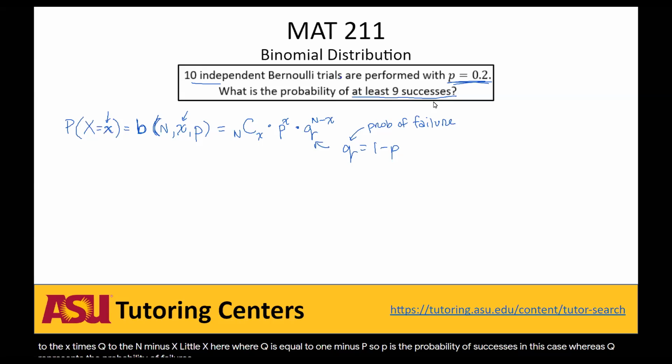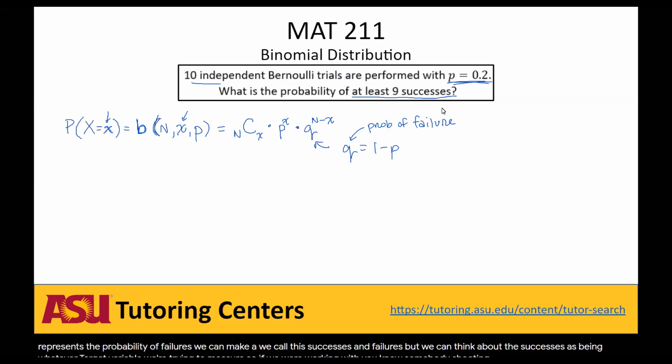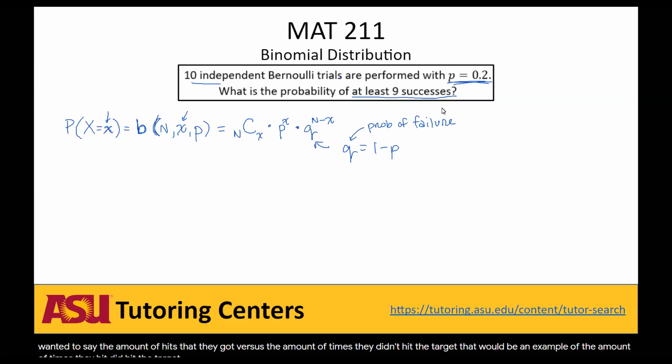We call this successes and failures, but we can think about the successes as being whatever target variable we're trying to measure. So if we were working with somebody shooting arrows at a target and we wanted to count the amount of hits that they got versus the amount of times they didn't hit the target, the times they did hit the target would be their successes, and the times that they did not hit the target would be the quote-unquote failures. But in this case, we'll just stick with the generic successes and failures.